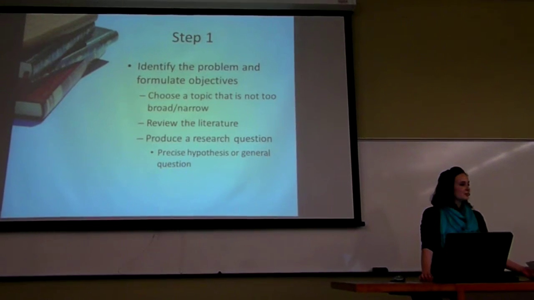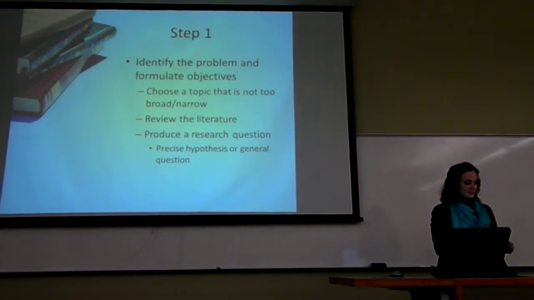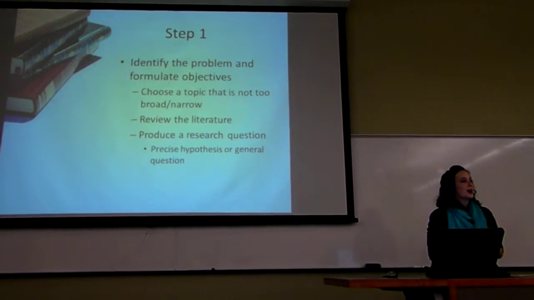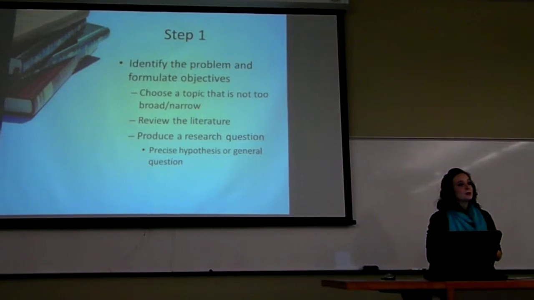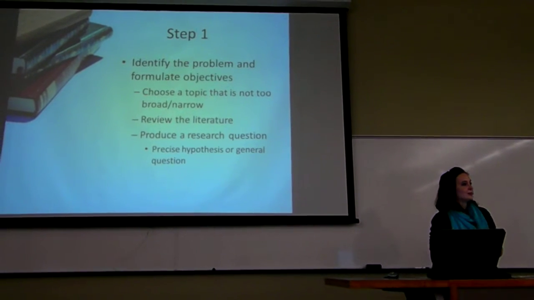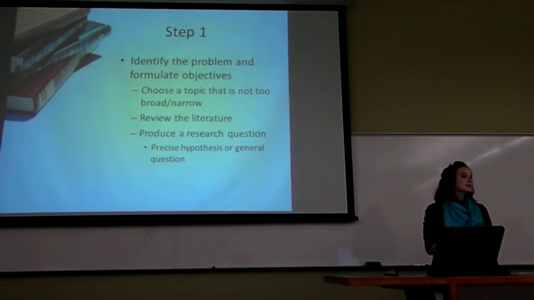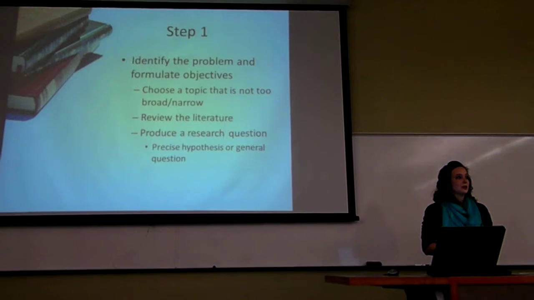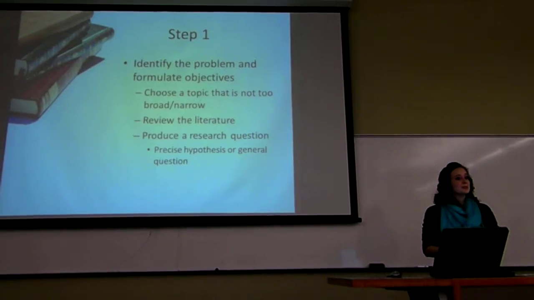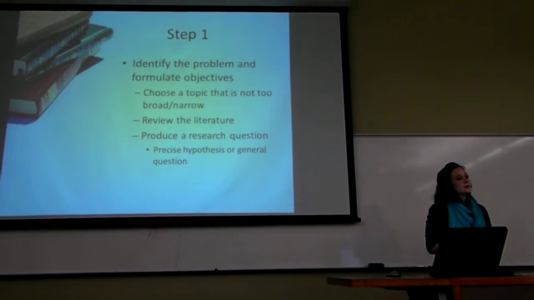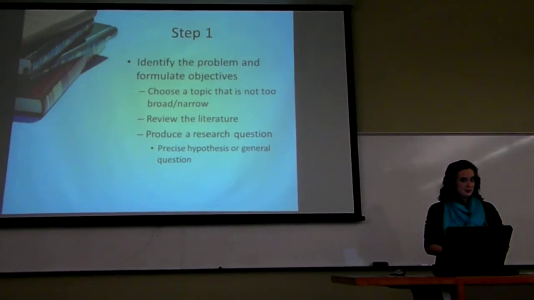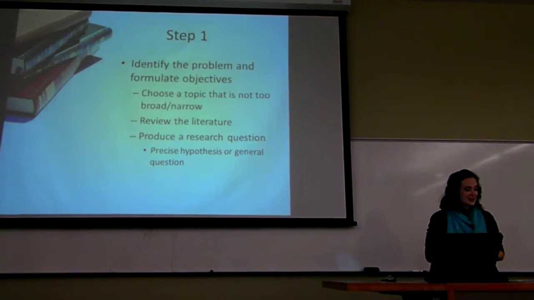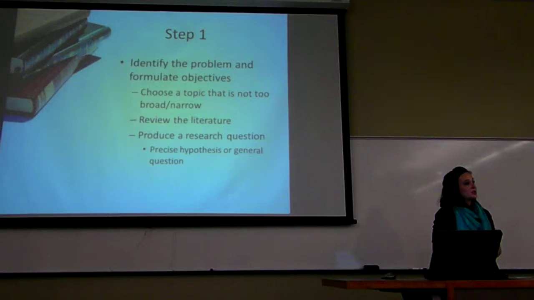The first step is to identify the problem and formulate your objectives. This means that you need to first decide and choose a topic. This topic cannot be too broad, nor can it be too narrow. For example, if you were choosing to do test scores as a research topic, that would be too broad. Whereas choosing to do electronic test scores versus written test scores in white 18-year-old males would be way too narrow. A better topic would be written versus electronic test scores within college-age students.